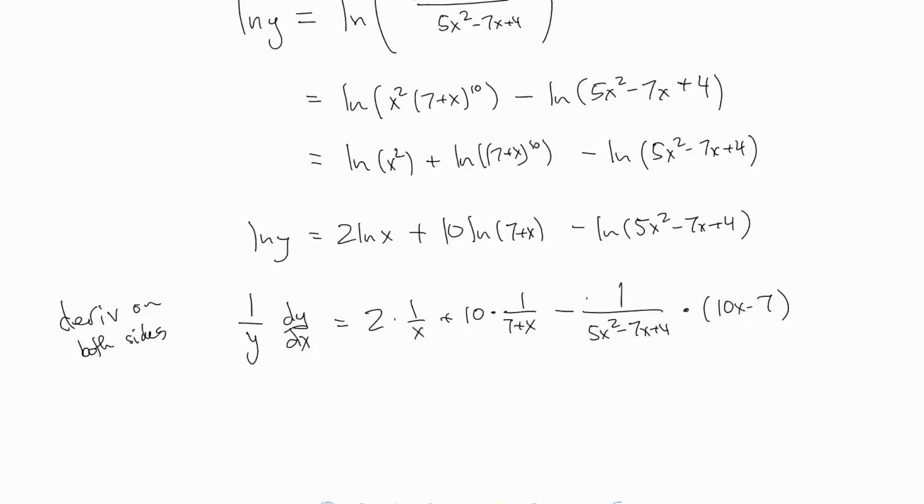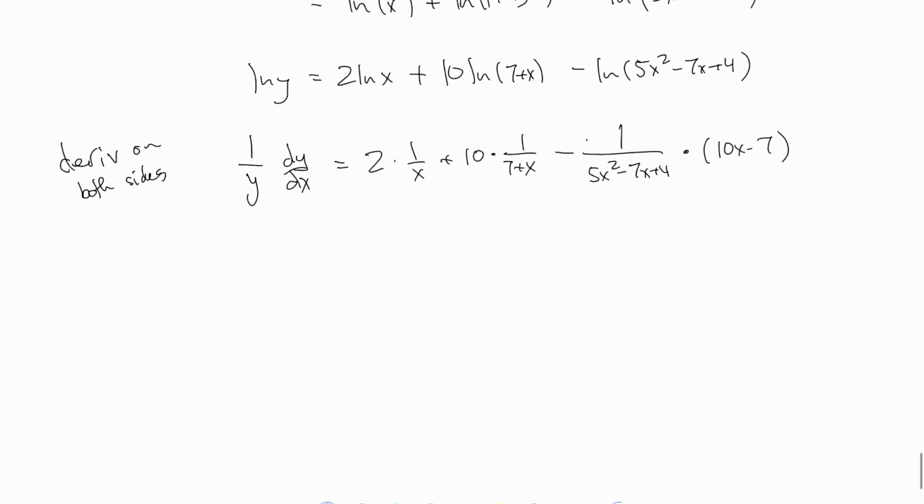All right, that's the derivative on both sides. And then finally, we solve for dy/dx, and that's our final answer. So we solve for dy/dx, which is easy. We just have to multiply both sides by y. So this will say dy/dx equals y times, can I just say this, all of this stuff?